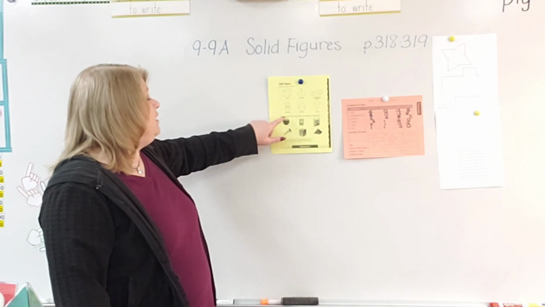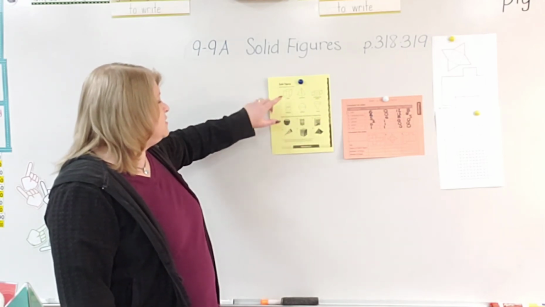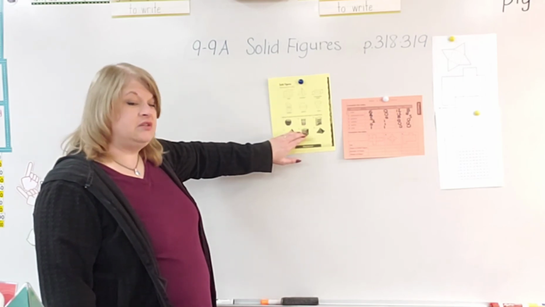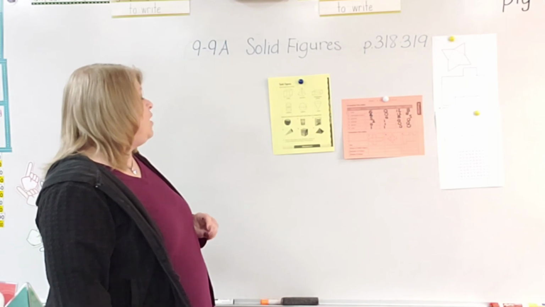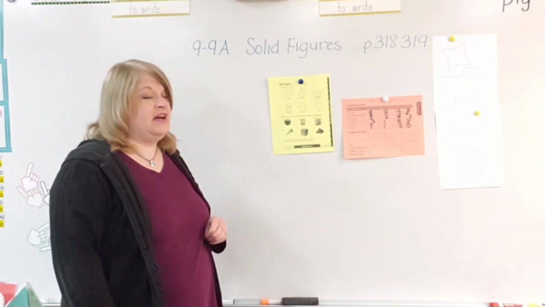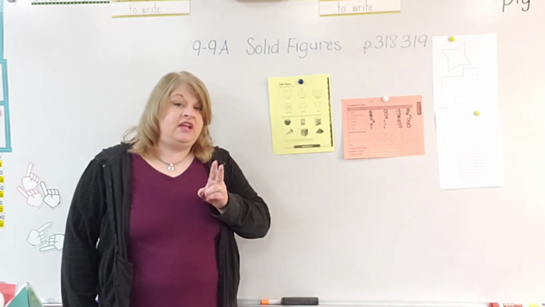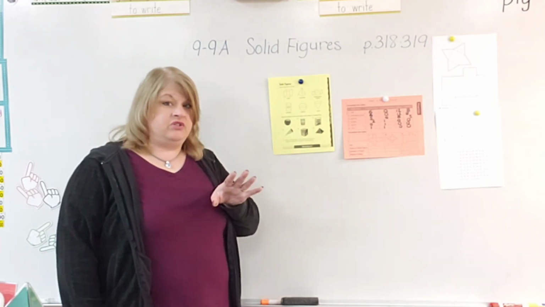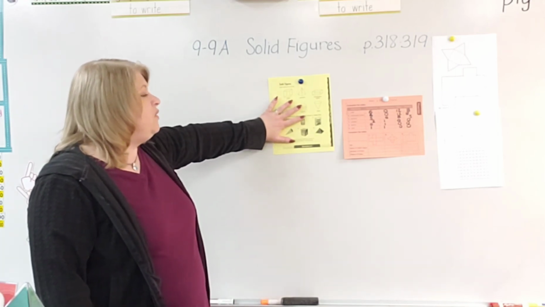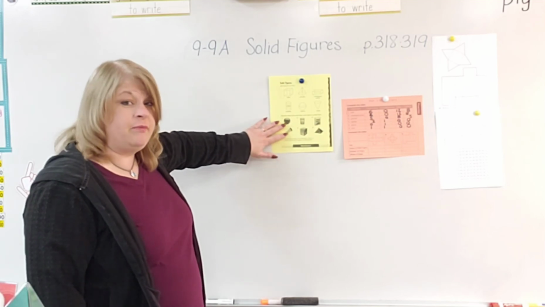I want you to write the name of the solid figure each object is shaped like. So you're going to take these, find the one that matches and write it by it. And then name some objects in the classroom, home, or outdoors that have the shape of solid figures. I want you to do that to yourself out loud. I want you to think of 2 things that have the same shape and say them to yourself so that you know.